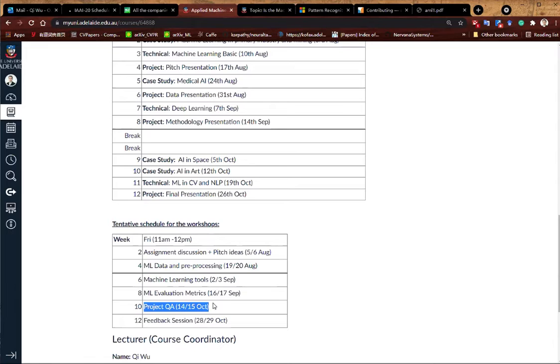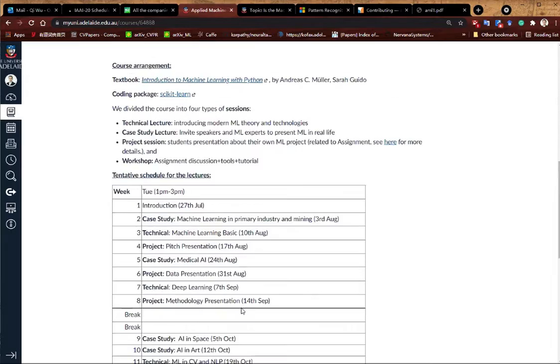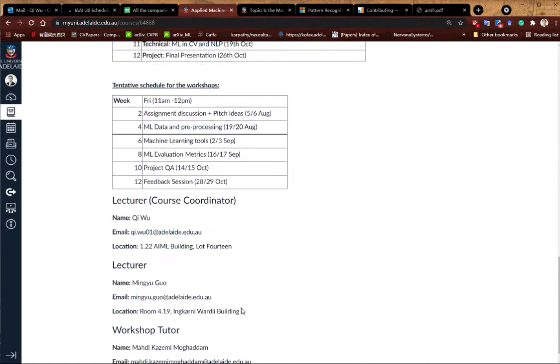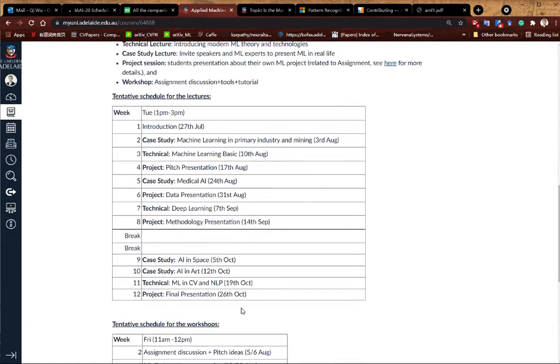And we also have the project QA session, which is basically, if you have any questions about your project, we will be here to answer them. And we also have the feedback session, which is also about the project. So we will adjust this based on your project progress. I guess most of you will be worried about the project itself, so you want to ask a lot of questions. That's why the last two sessions are all about the project. Right? Okay, so that's basically the contents of the course.